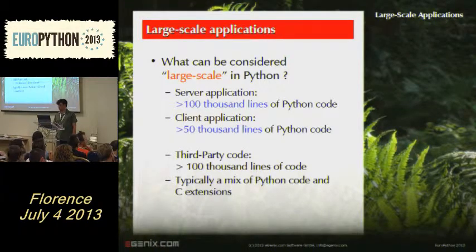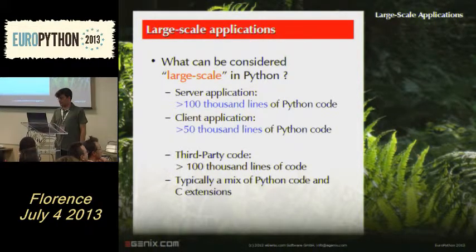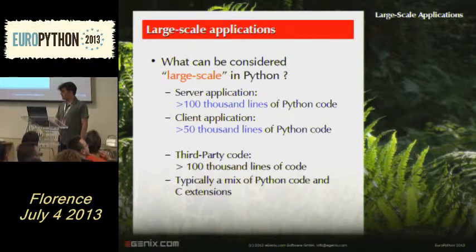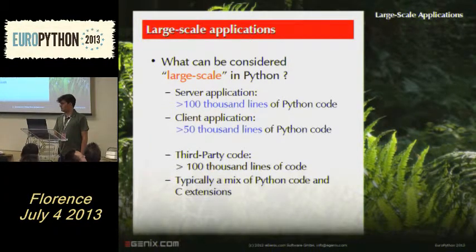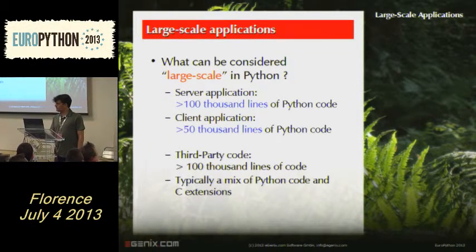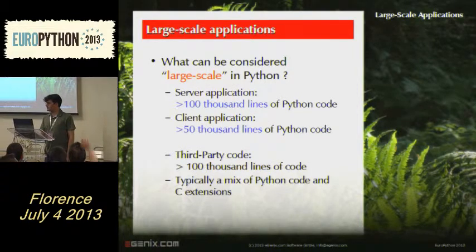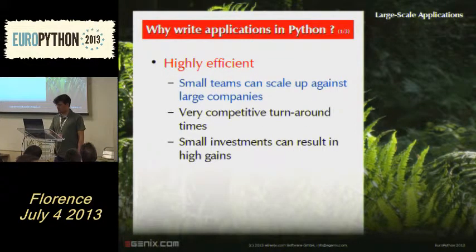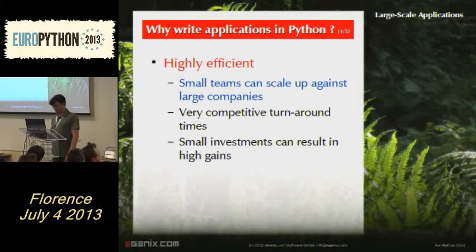For client-side applications, it's a bit smaller. Plus nowadays, because there are so many excellent Python libraries that you can use in your projects and your applications, you usually add about the same amount of code in third-party code to your project. So you have about 200,000 lines of code. How many of you have written applications of that size? Oh, quite a few. That's interesting. So you can tell me later on if I was right or if I'm wrong.